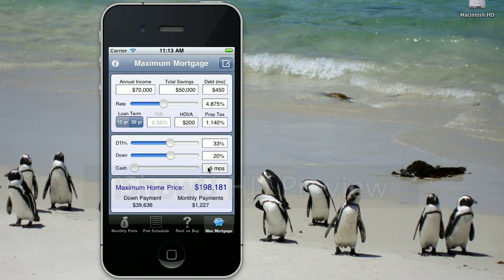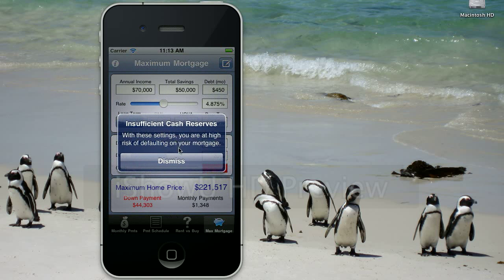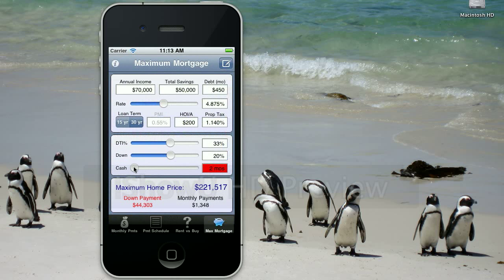Of course, again, you can enter in the text field. If you wanted to go down to something like 2 months, you could do that. And the calculator will let you know that this is probably not a good idea, but it'll let you put in that scenario just to test it. And now we'll put this back up to 9 months, which is a good amount. 9 months is a good amount to have.